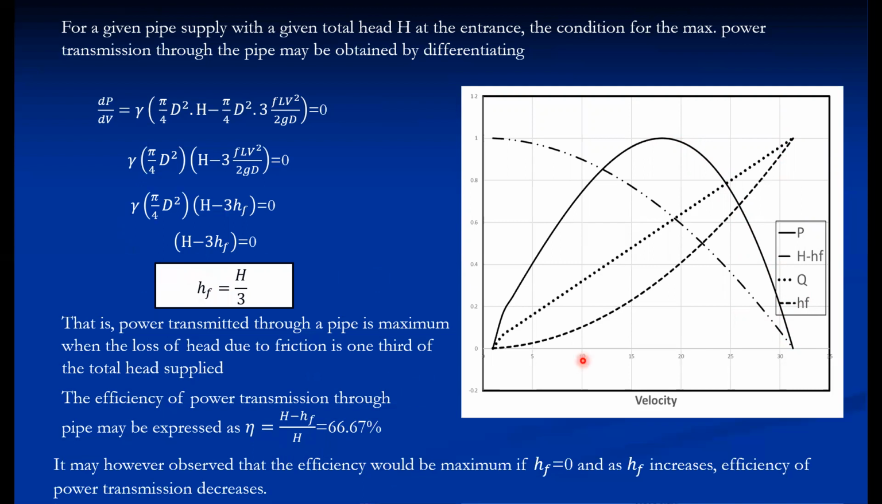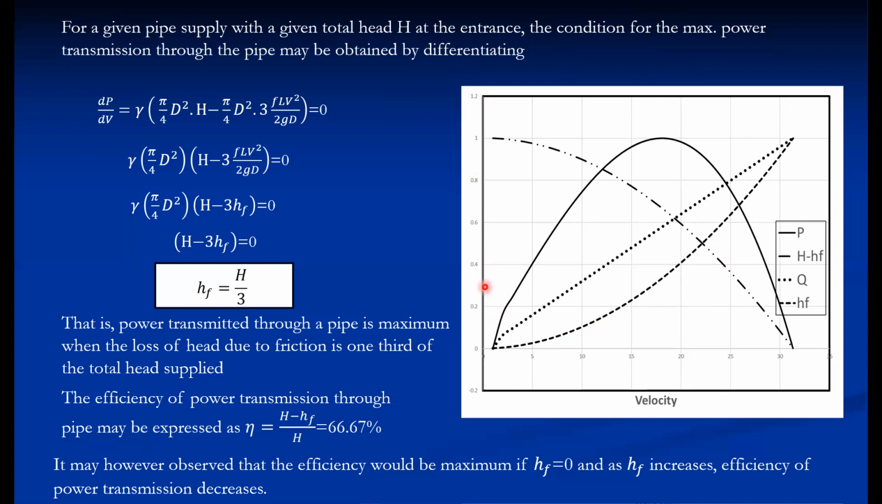When HF is equal to H, then H minus HF is 0, so there is no power. So this is the variation of power with respect to velocity. Here we get the maximum power, and this is the HF variation. Obviously it is not a linear variation because HF varies with V square. Here we are getting the maximum, and the corresponding HF, if you see, is somewhere around 0.3 in non-dimensional terms, so 0.3 times the H value. This is H, and that is 0.3 H.